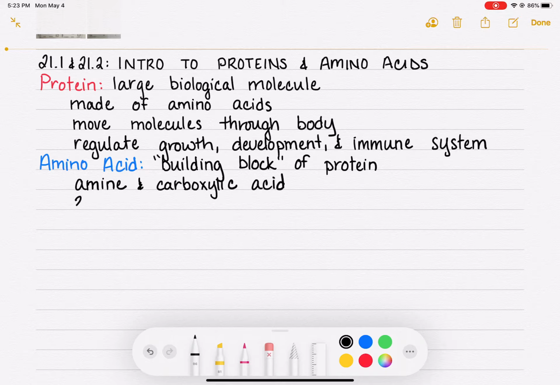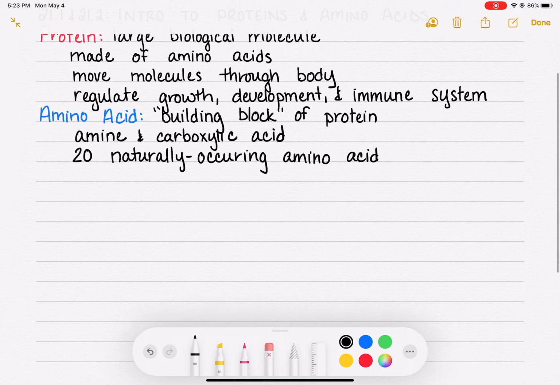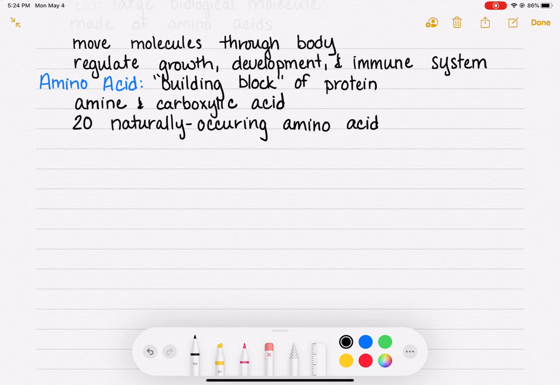There are 20 naturally occurring amino acids. And at no time in this class will you have to memorize all 20 of them, not their names, not their abbreviations, not their structures. But we will be looking at the table of the 20 amino acids. All amino acids have the same general structure.